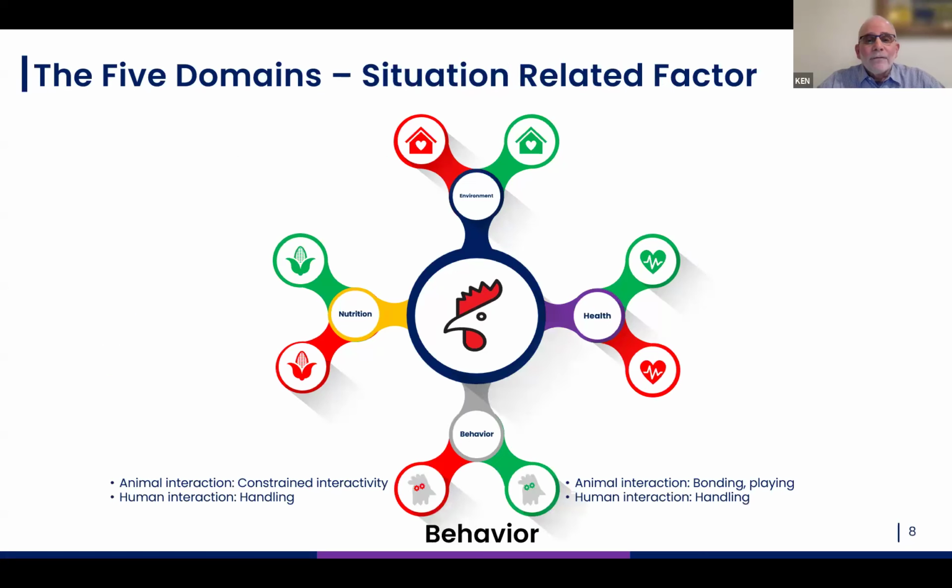And then we have a 4th situation-related factor as opposed to a survival-related factor, and this is behavior. And behavior can be influenced by interactions between animals within a group, the interaction with the humans that animal interfaces with, and the interaction of the animal with its environment overall. And again, you can have negative outcomes or positive outcomes.